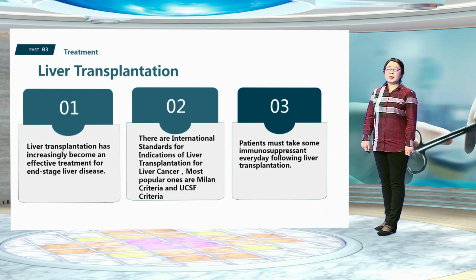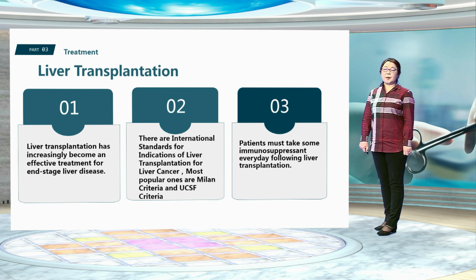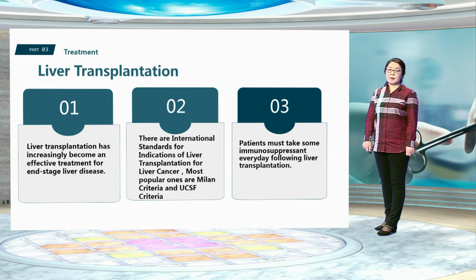When we talk about liver transplantation, we should have some basic knowledge. First, liver transplantation has increasingly become an effective treatment for end-stage liver disease. There are international standards for indications of liver transplantation for liver cancer. The most popular criteria are Milan criteria and UCSF criteria. And patients following liver transplantation must take some immunosuppressant every day, for the whole life.